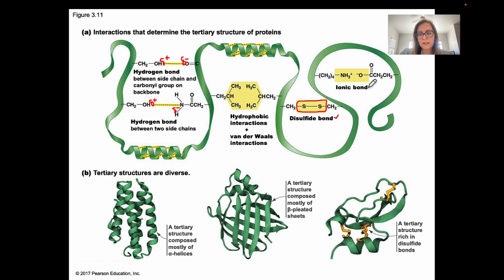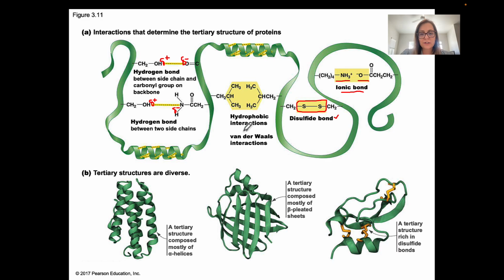The ionic bond is also a strong bond and occurs between two side chains that have opposing full charges. Here we have a side chain that is acidic, and here we have a side chain that's basic, so we have these full charges, and an ionic bond can form between them.